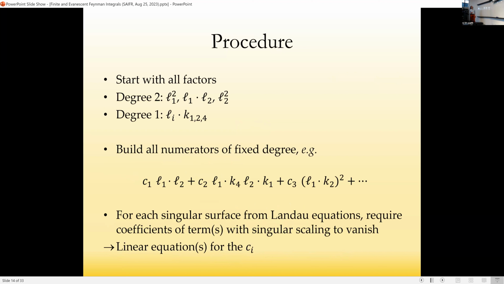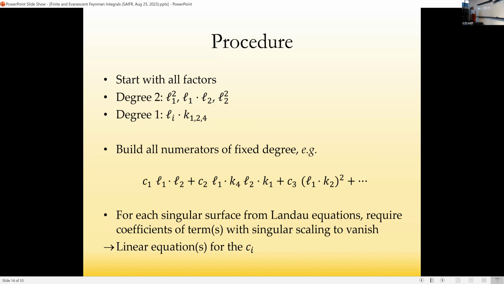of the singularities. So we start with all the factors that we can build out of the loop momenta. For example, in a two-loop case, there'll be each of the loop momenta squared or their dot product. These are degree two in the loop momenta. And then we can also dot each of the loop momenta into the external momenta, and those are degree one. So now we're going to build all numerators of some fixed degree. For example, at degree two, we have some coefficient times L1 dot L2 plus some coefficient times this cross product plus some coefficient times (L1 dot K2) squared and so on and so forth. And of course, we can do this at higher and higher degree.